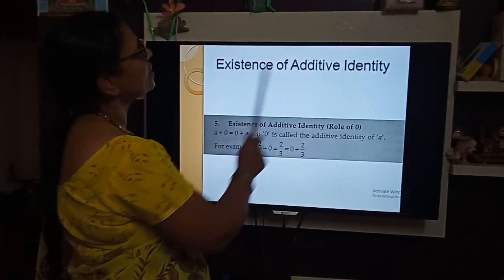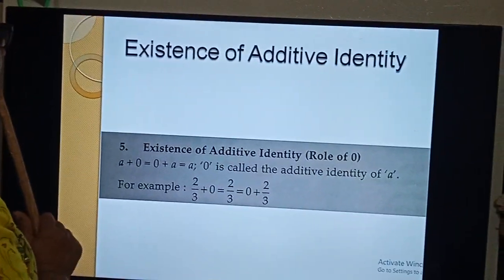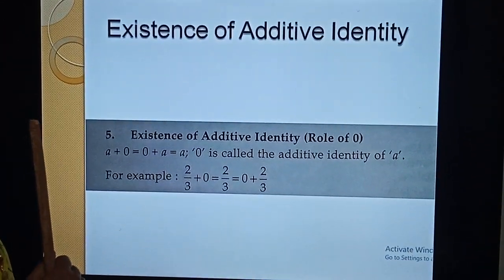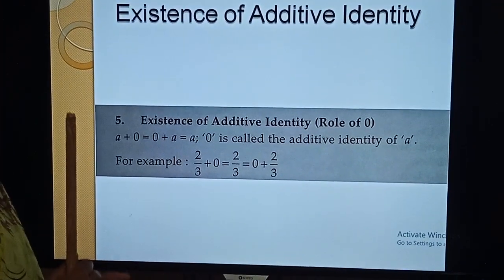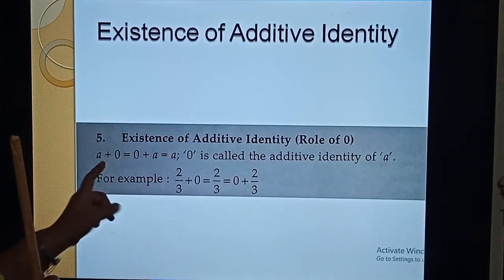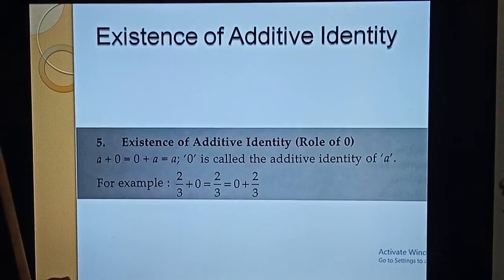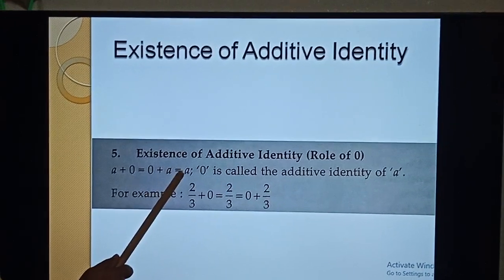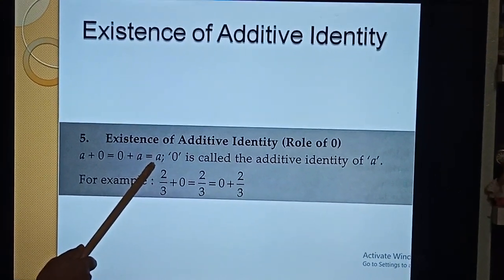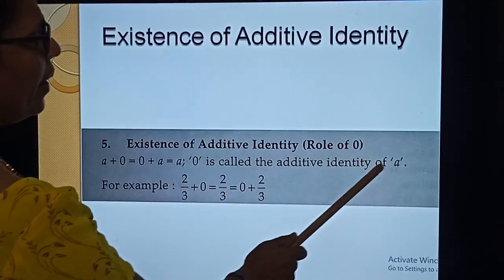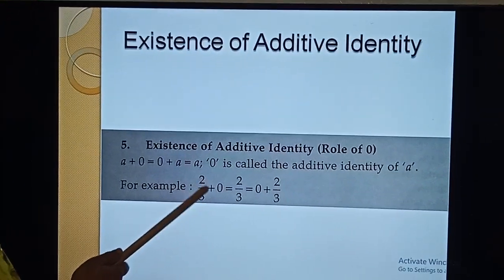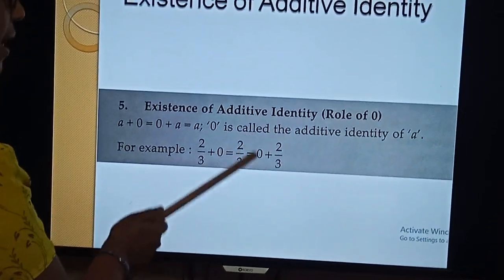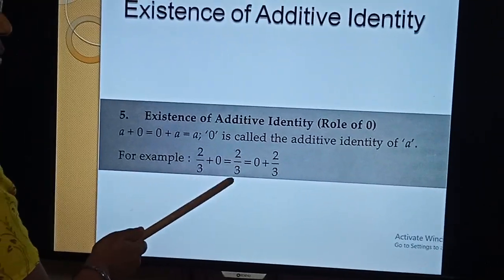Next, existence of additive identity. Existence of additive identity means rule of zero. See children, not only rational numbers, any number you take and add 0 to it, there is no change in the value. So A plus 0 is equal to 0 plus A. Then the ultimate answer is A. So 0 is called the additive identity of A. For example, 2 by 3 plus 0 is equal to 2 by 3. In the same way, 0 plus 2 by 3 is also 2 by 3.